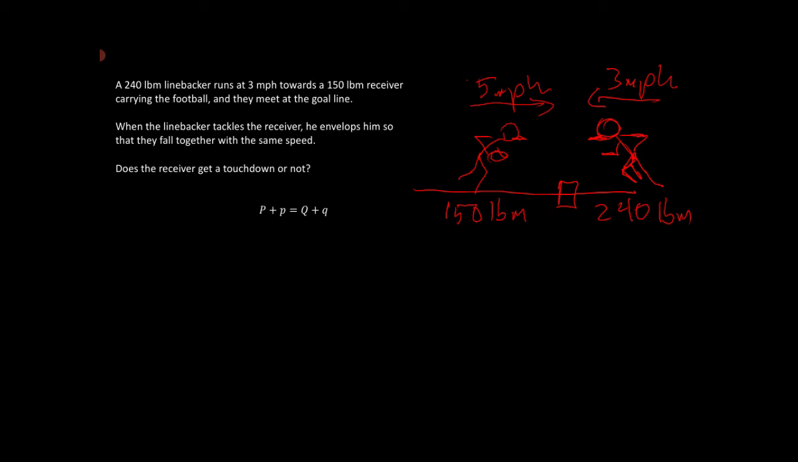So the question here is, if they meet right here at the goal line, and the linebacker completely envelops the wide receiver so he can't do anything, does the group of wide receiver plus linebacker go into the end zone for a touchdown, or out of the end zone so that we get another play? That's our question today, and we're going to do this with conservation of momentum.